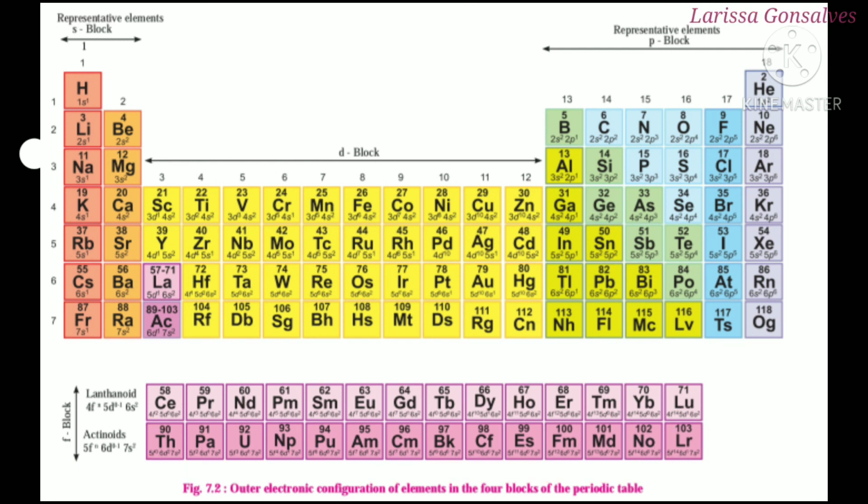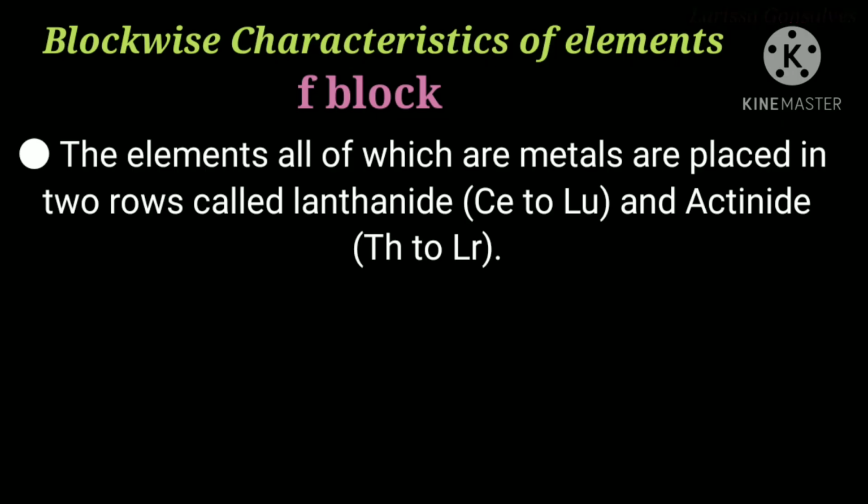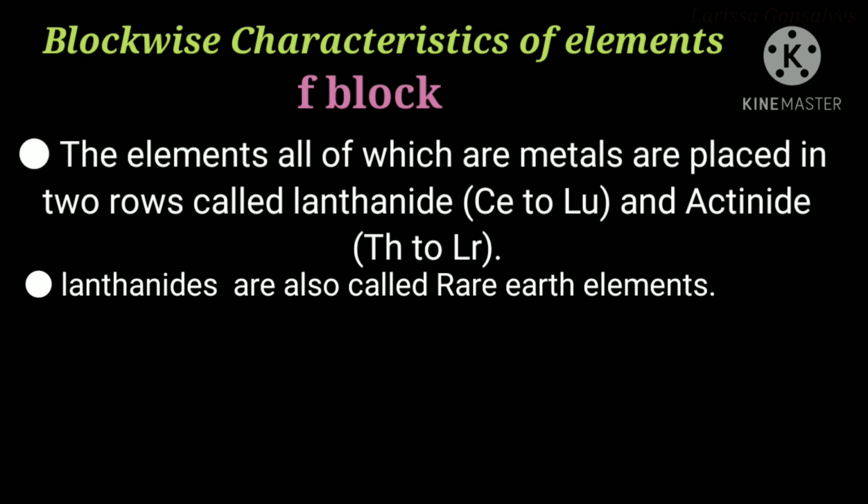The lanthanide series is named after the preceding element lanthanum, which has atomic number 57, and actinides are named after the preceding element actinium, which has atomic number 89. The f block is placed in the 6th and 7th period respectively. The lanthanides are also called rare earth elements because they are rarely found in the earth. That is, the amount or percentage is very small.